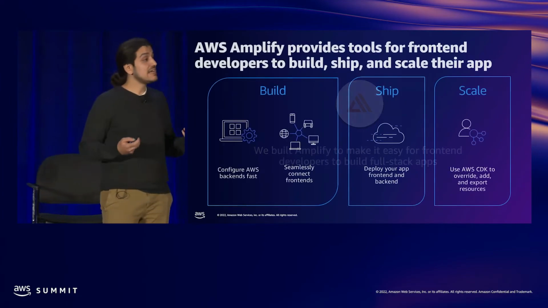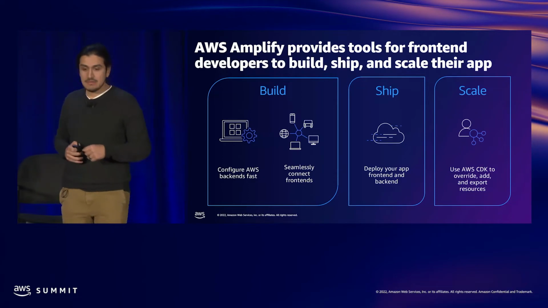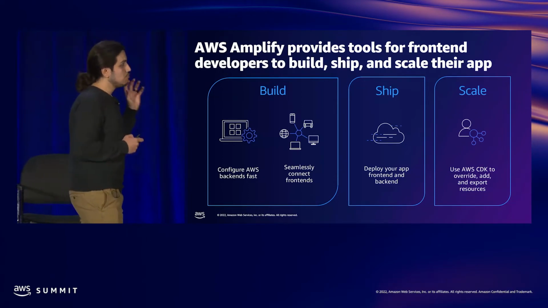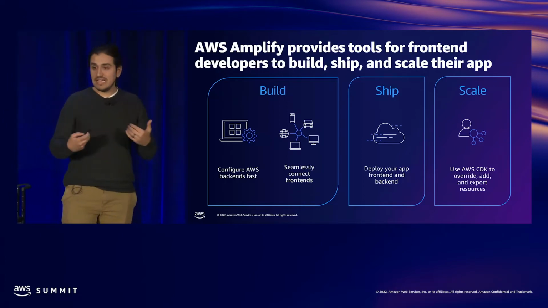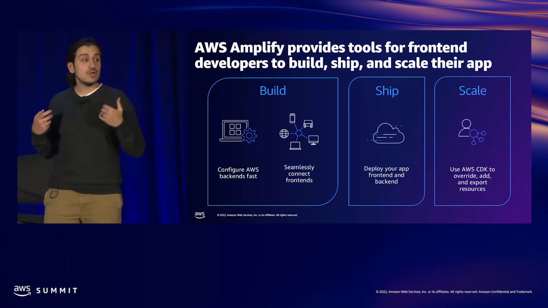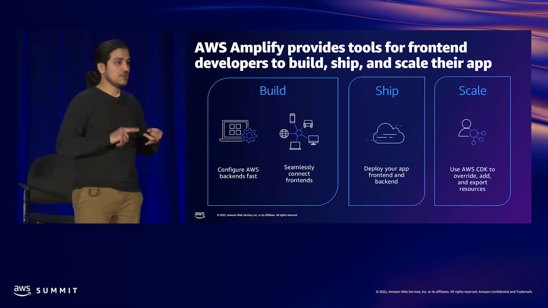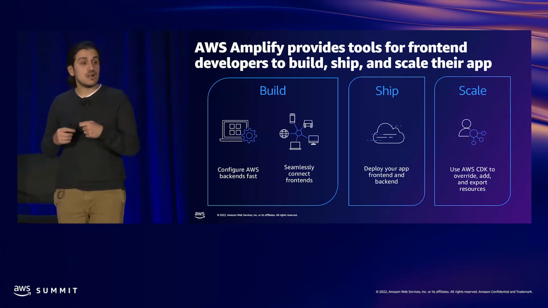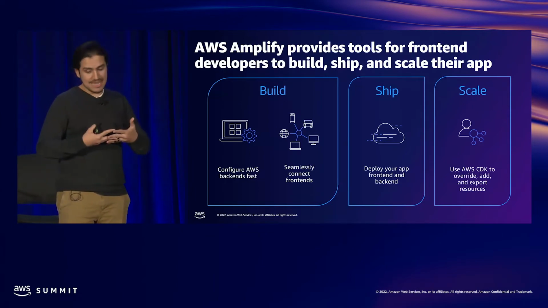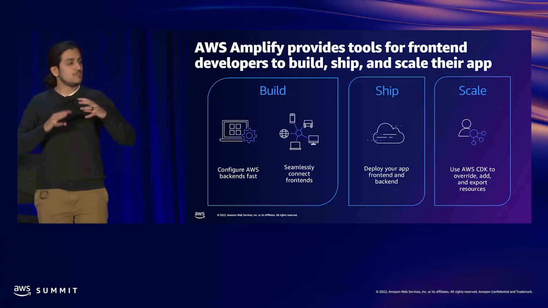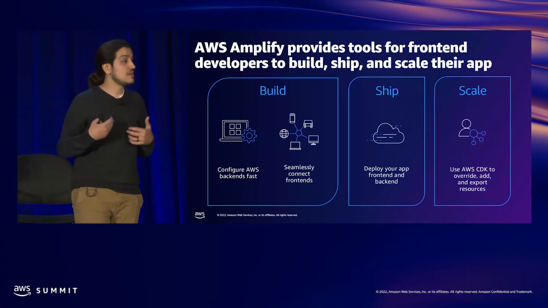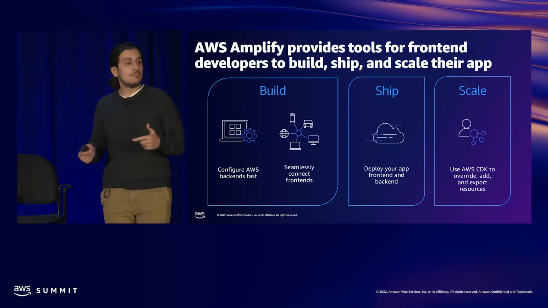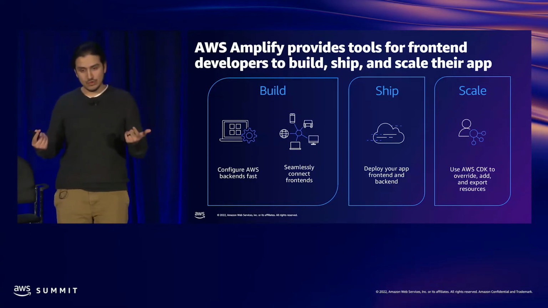And the way that Amplify accomplishes that is through three main components. The first one is build. And through build, as a front-end developer, you're able to use our tooling like the CLI or Amplify Studio in order for you to set up your backend. And then you can use our front-end client libraries to connect to that backend. Then after you've built your application, you can also use our CI/CD capabilities, our hosting capabilities, to be able to ship your app, both front-end and back-end, using our tooling.